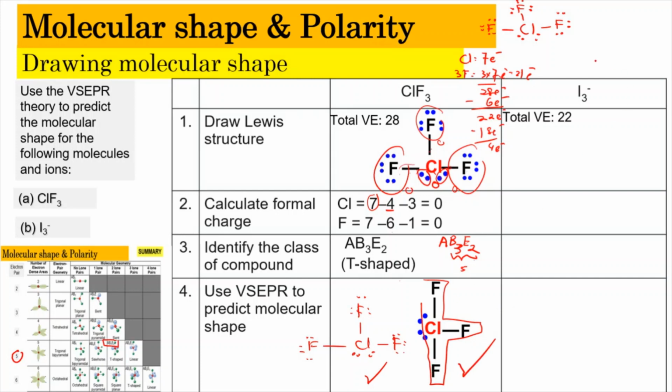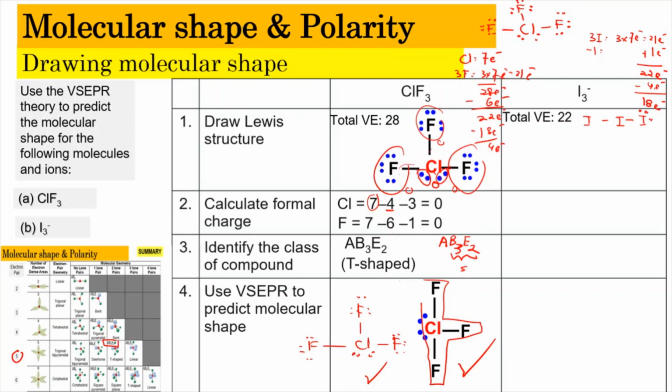Okay, so now let us look into the last example, which is iodine 3 minus. So 3 iodine is going to be 3 times 7 electrons, which is 21. And then we have minus 1, which means that we receive another electron. So we have to plus 1. So we have 22 electrons. So iodine is going to be the center because it's the same species. So iodine, iodine, and iodine, minus 4 electrons. And then we have 18 electrons altogether.